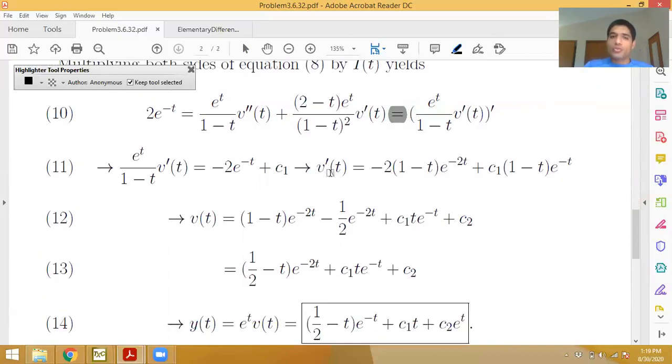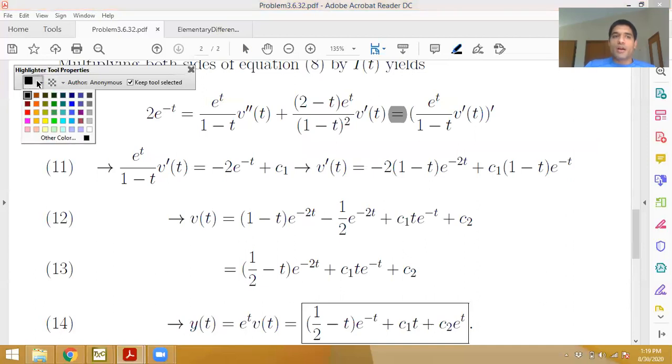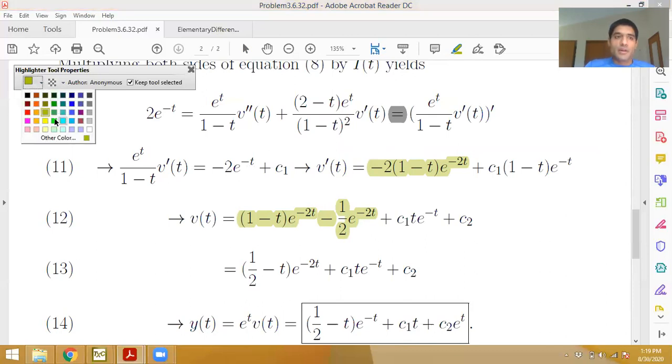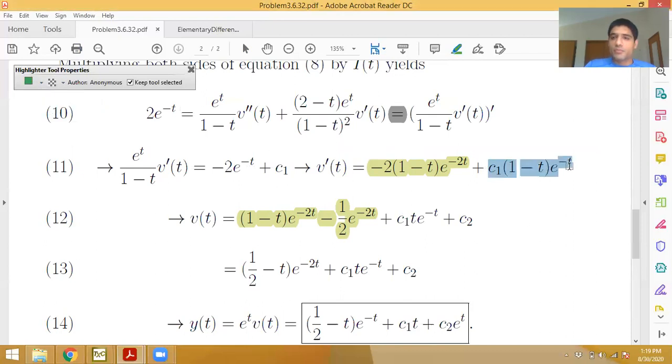Now I just have to do one more integral to turn my v prime into v. So I go ahead and integrate, left-hand side just turns into v, as was our intent. Here, I didn't show my work for the integration by parts, but the antiderivative will turn into this if you go ahead and do a basic integration by parts. Similarly, the antiderivative of this term will turn out to be this.